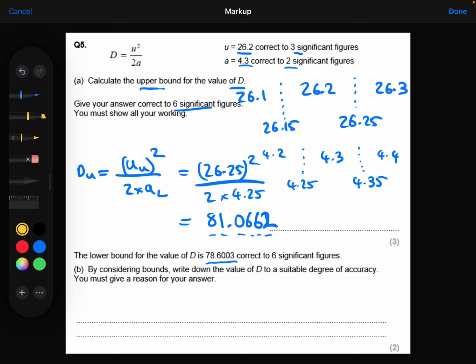So I'm looking at both of these numbers and I'm saying, what are they both going to round to? To 1 significant figure, this would round to be 80. And also this would round to be 80 as well, to 1 significant figure. So I could say they are 80 to 1 significant figure. Could I be any more accurate than that? Well, to 2 significant figures, this would be 81, and this would be 79. So no, I can't be any more accurate than that.